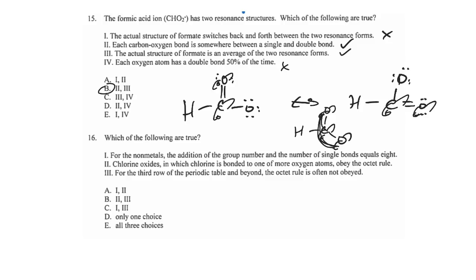16, which of the following is true? For nonmetals, the addition of the group number and the number of single bonds equals 8.